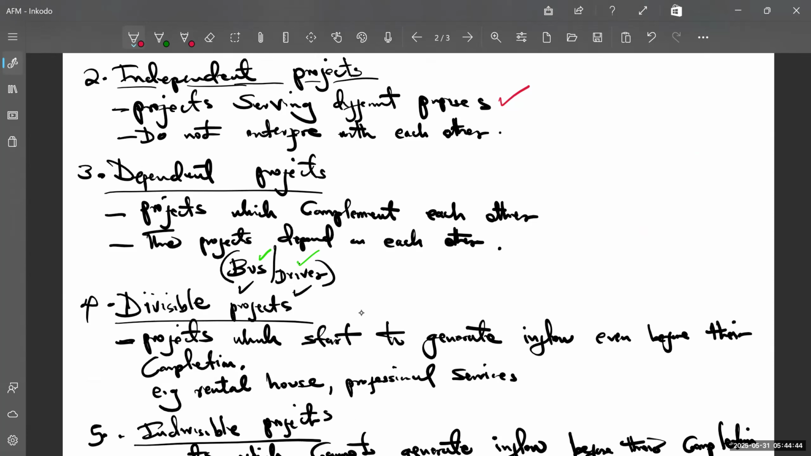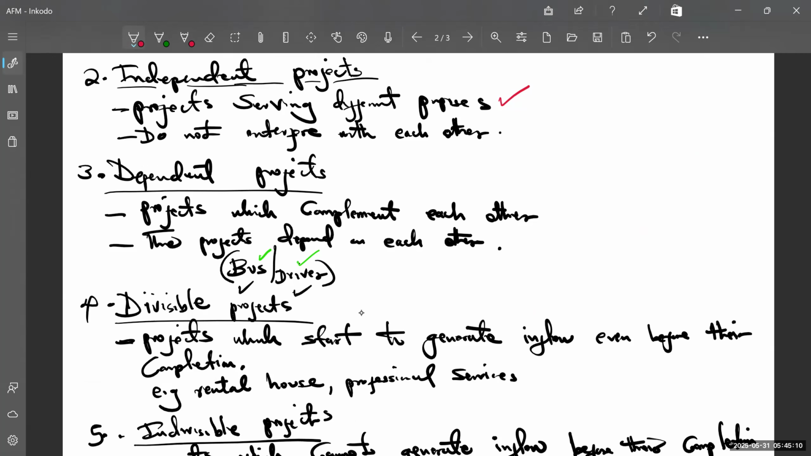So it is the opposite of the second one. So what are these projects that depend on each other? Remember, when we talk about independent, they don't depend on each other. But now on dependent ones, they depend on each other. They complement. Another term for dependent projects is complementary projects. Now, I give you another example relating to that definition so that you'll be able to understand.